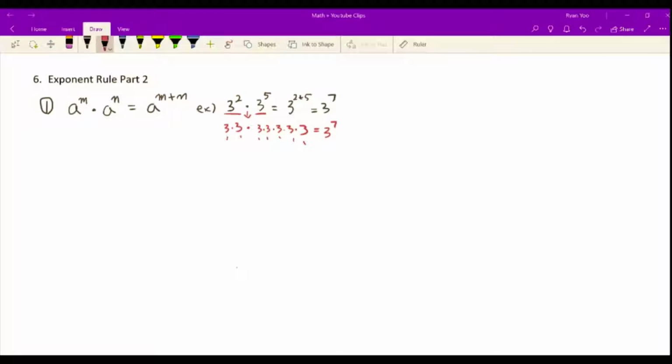So in short, let me highlight, when you have the same base, you must have the same base, then you simply add the exponents.